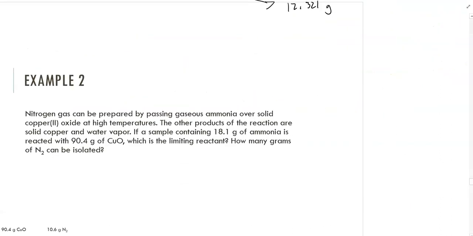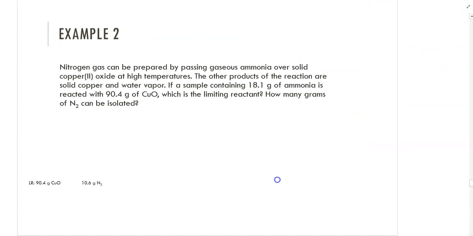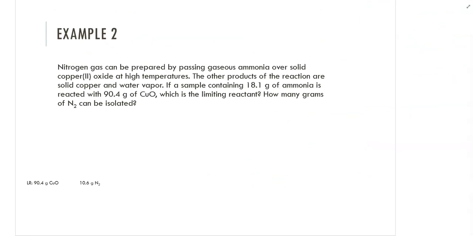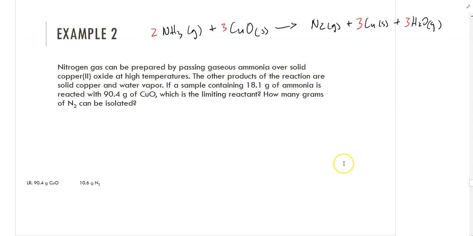Let's do the next one together. This one is going to take a little bit of extra work, partly because they don't give you the equation, but just to make sure we're on the same page, we get this equation. It's balanced for you: 2, 3, 1, 3, 3. That helps us know that we can make some comparisons.